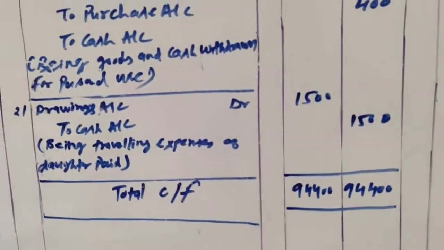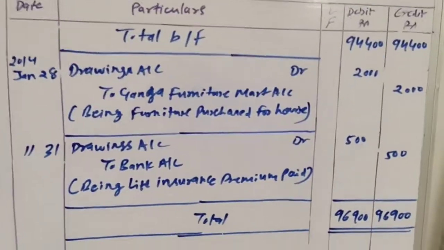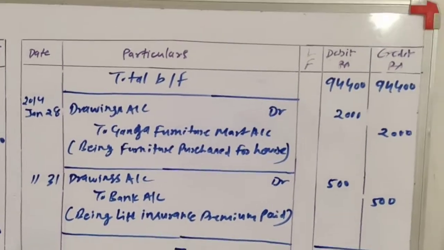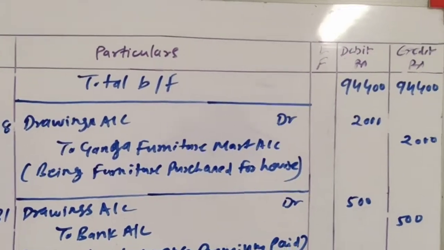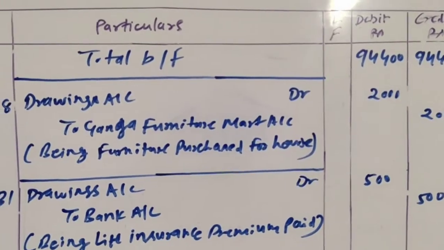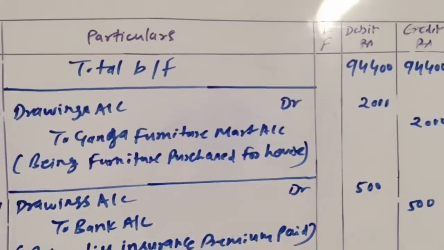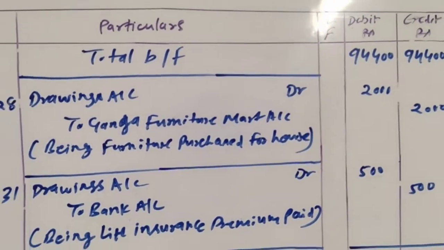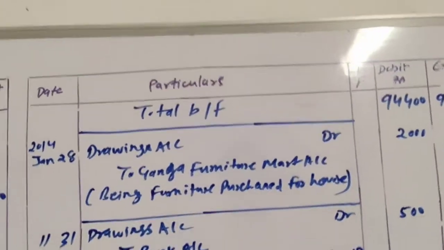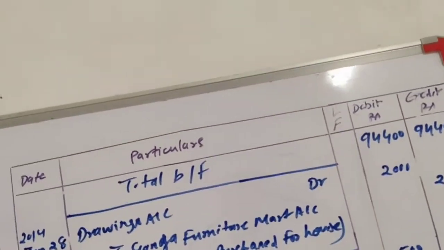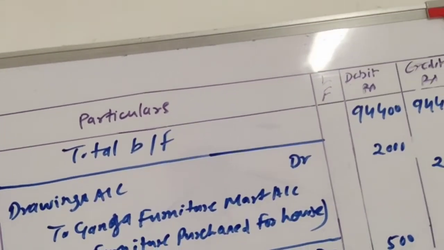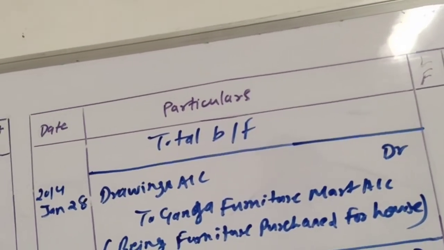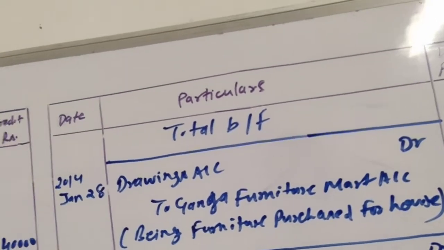94,400. This will be carried forward to the next page, and when we start on the next page, the first item we will write is total B/F, that is total brought forward. How much? That same amount, 94,400. Okay, so suppose your page gets over after recording 4 transactions, you will be making the total up to that, and you will be carrying forward that total to the next page.